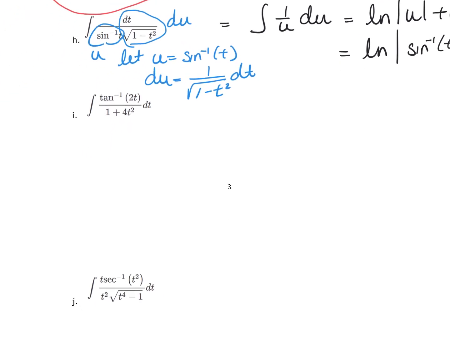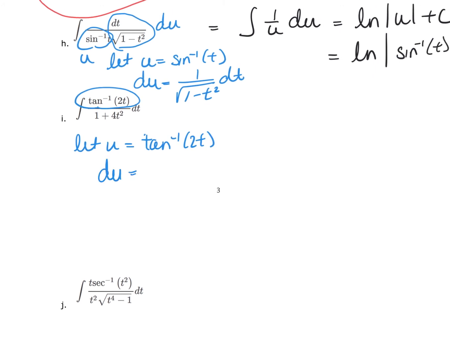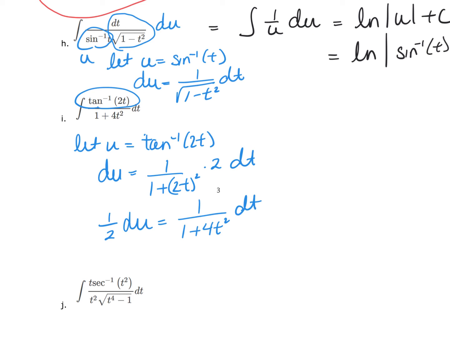And that's it. Taking a look at I, this is going to be similar, and for my u, I'm going to let u equal the numerator this time. So the tangent inverse of 2t. du is going to be equal to 1 over 1 plus 2t, the quantity squared, multiplied by the derivative of 2t, which is 2 dt. I'm missing the 2 up here, so I know that 1/2 du is going to get replaced with 1 over 1 plus 4t squared dt. So this gets replaced with 1/2 du.